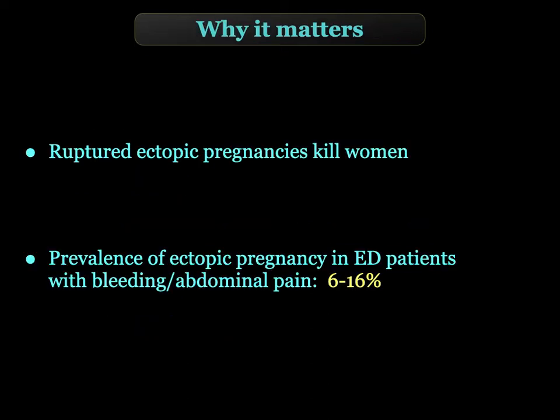Why does this matter? Well, it matters because ruptured ectopic pregnancies kill women, and the prevalence of an ectopic pregnancy in emergency department patients who present with bleeding or abdominal pain ranges from 6 to 16%, which is much higher than the general population. Risk factors for ectopic pregnancies include prior ectopic pregnancies, pelvic inflammatory disease such as chlamydia or gonorrhea, induced abortions, intrauterine devices or IUDs, and a history of smoking.